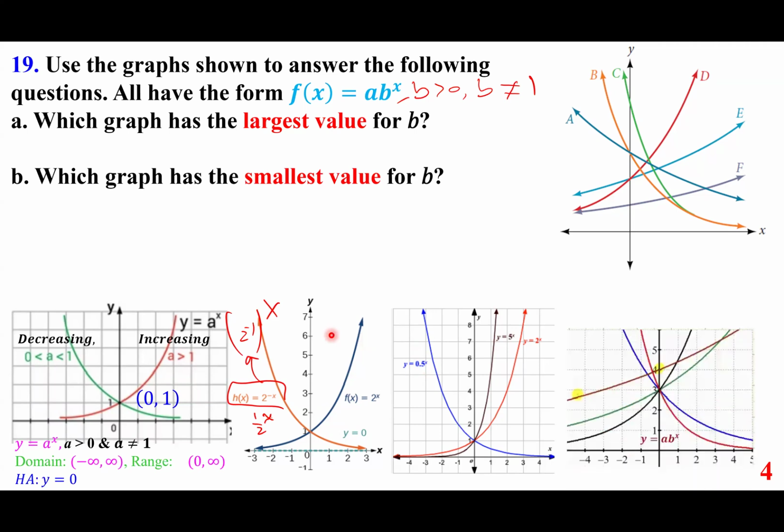Now, when y equals, instead of a to the power of x, ab to the power of x, then the y-intercept, if you set x equal to 0, this becomes 1. The intercept, instead of (0, 1), is located at (0, a).